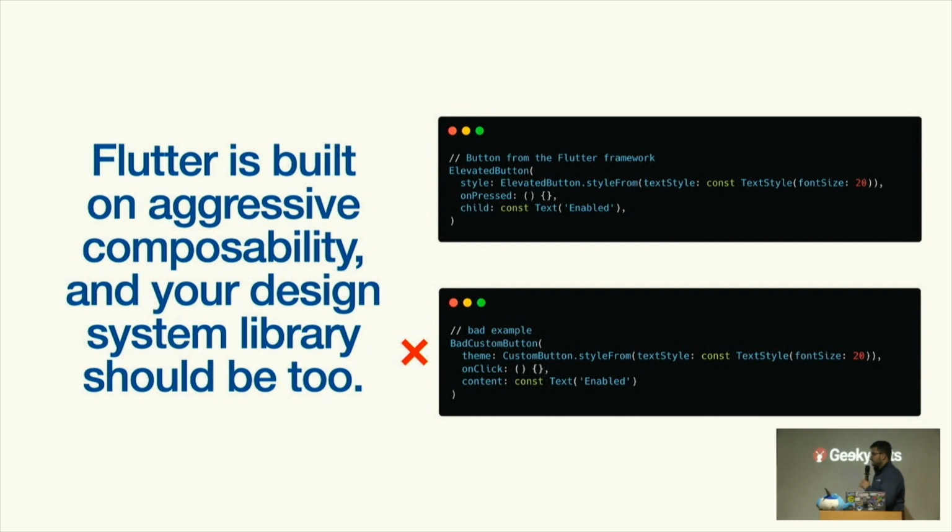Here I have an example, which uses a custom button theme, and then you add a style from to it, and like any other developer checking this out would be confused as such, like where is this custom button coming from?